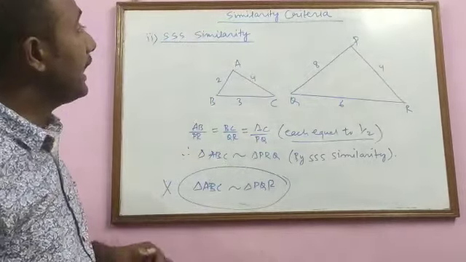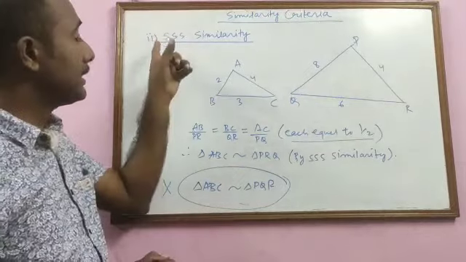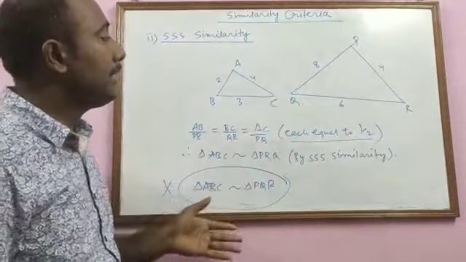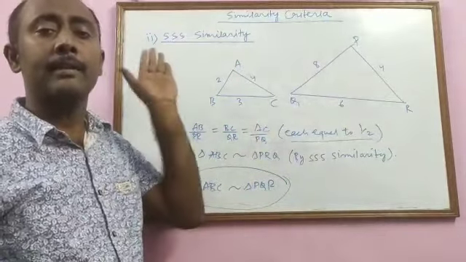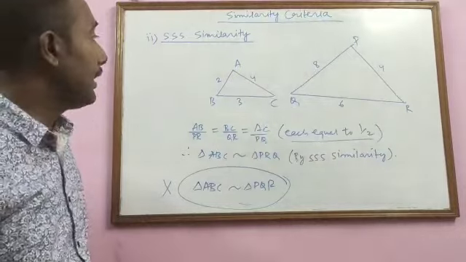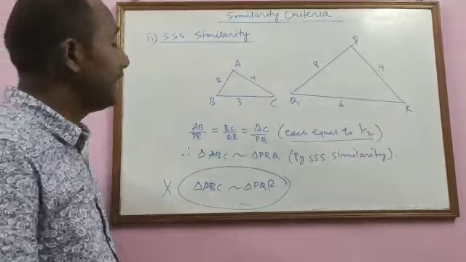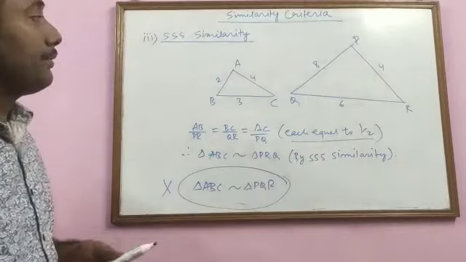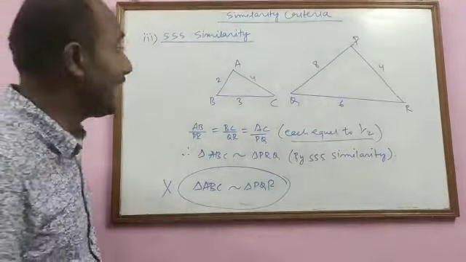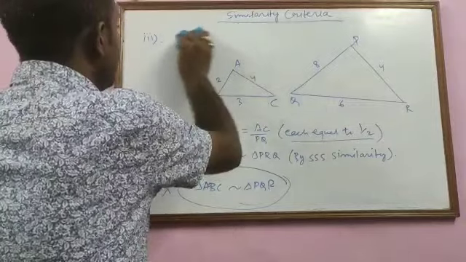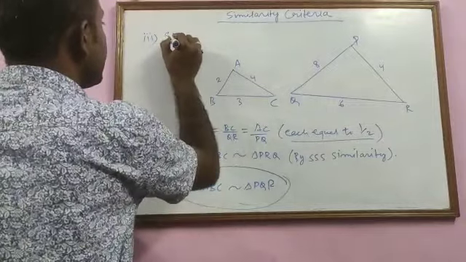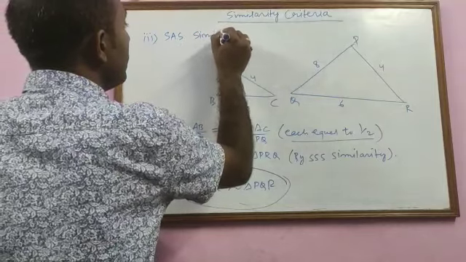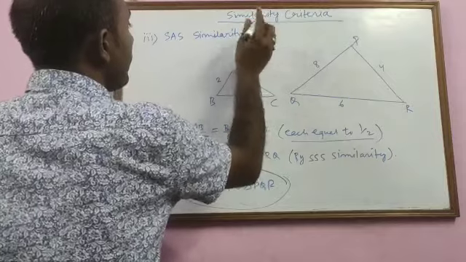So once we find that the three sides of one triangle are correspondingly proportional to the three sides of the other, then we conclude that the two triangles are similar to each other. The last one which we will go through, the third one actually, is SAS similarity criteria.